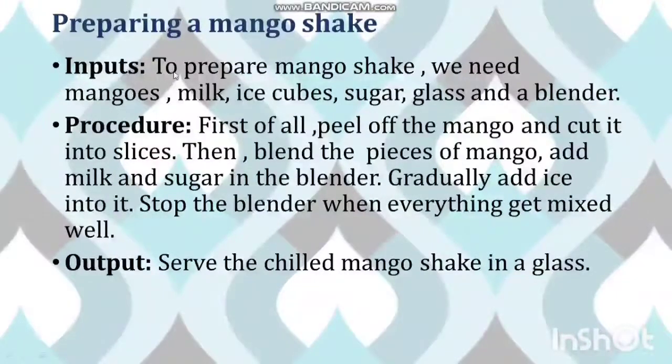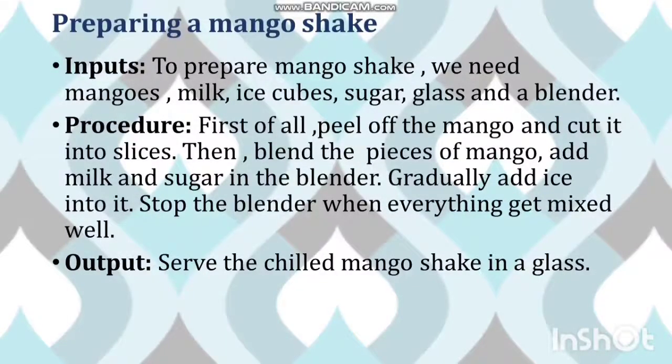The input, to prepare a mango shake, is what we need: mangoes, milk, ice cubes, sugar, a glass and a blender. And the process is, first you peel the mango and cut it into slices, and then you blend the pieces of mango, add milk and sugar in the blender, gradually add ice cubes to it, and finally you stop the blender once everything is mixed well, and you serve the chilled mango shake in a glass.